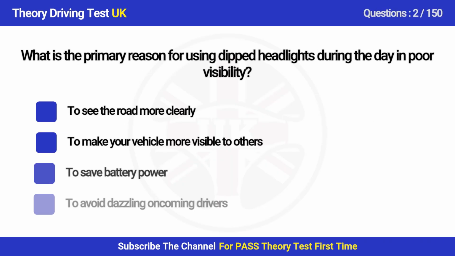Question 2. What is the primary reason for using dipped headlights during the day in poor visibility? A. To see the road more clearly. B. To make your vehicle more visible to others. C. To save battery power. D. To avoid dazzling oncoming drivers.